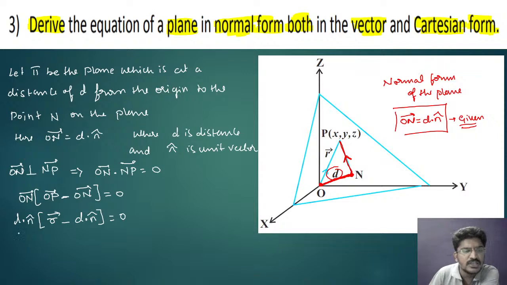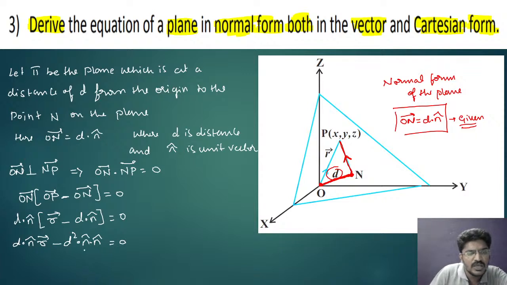You multiply the terms, that will be D dot N cap into R minus D into D is D square dot N cap dot N cap. N cap dot N cap equal to 0. Okay. So here you can see N cap dot N cap will be 1 and D is common. Take common, make it 0.